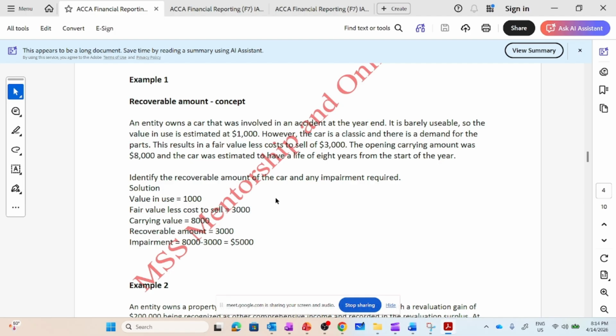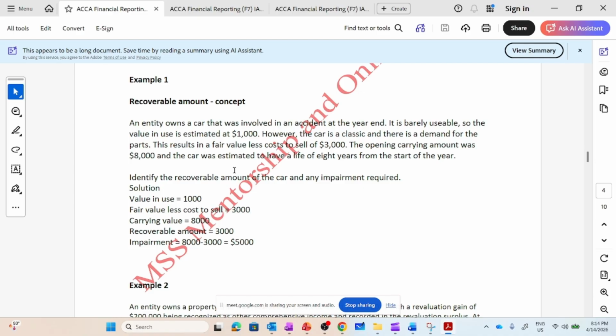So now we're going to calculate the impairment, but before we calculate the impairment, we need to calculate the carrying value of the asset. From the question, the opening carrying amount was 8,000 and the car was estimated to have a useful life of 8 years. So we need to calculate depreciation on the asset. We depreciate the asset over 8 years, and we have used the car for 3 years based on the question. The date was not mentioned in the question. So therefore we calculate 3 years of depreciation, which is 3,000, and the current value of the asset is 5,000. So basically, what you need to be aware of is how you can calculate the carrying value and how you can calculate your recoverable value.